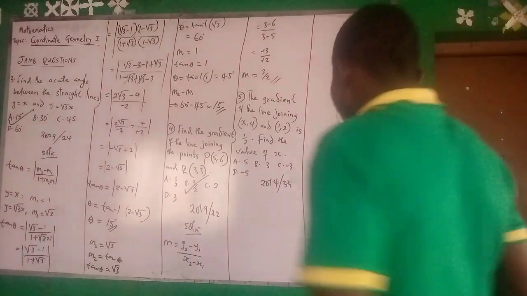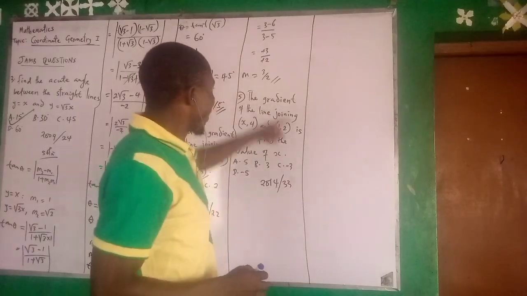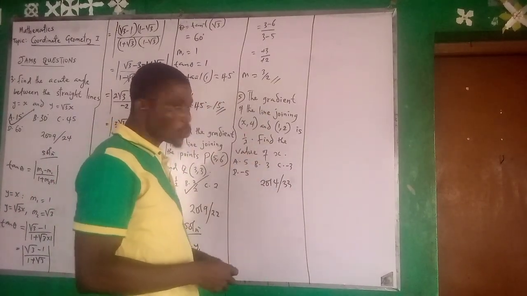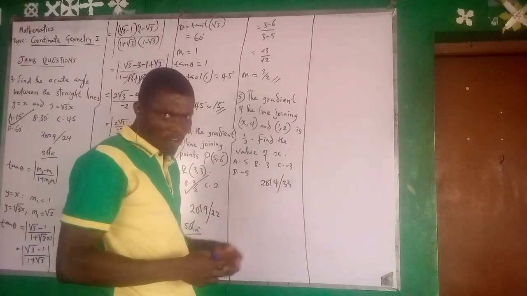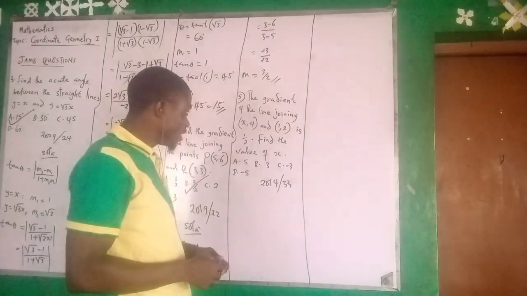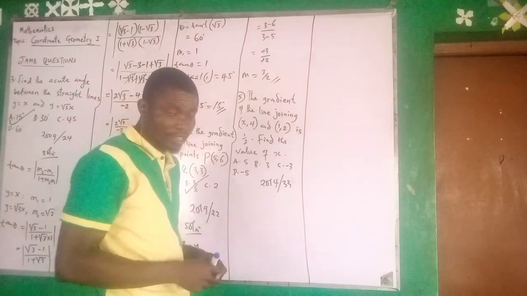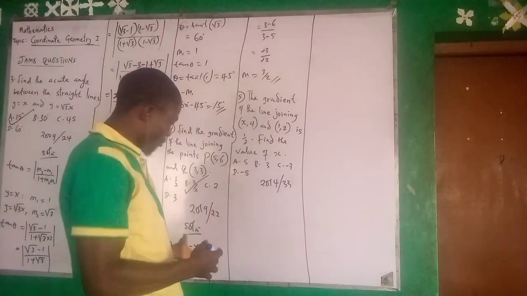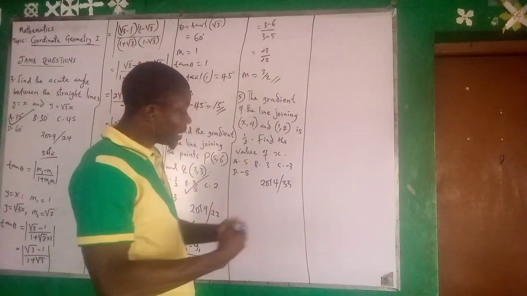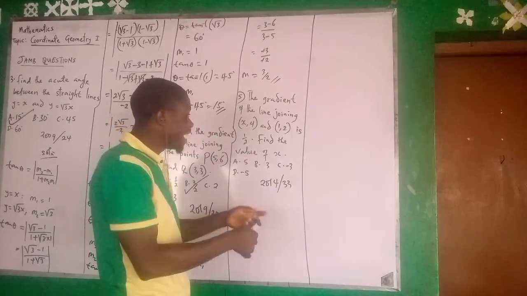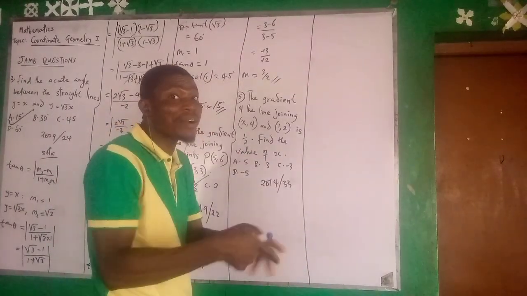Okay, let's solve number 5 question. The gradient of the line joining (x, 4) and (1, 2) is 1 over 2. Find the value of x. This is 2014 question number 33. Now, it's still the same formula, but here they have given the gradient and they ask you to find a letter from one of the brackets.